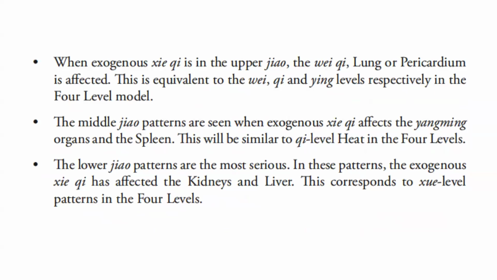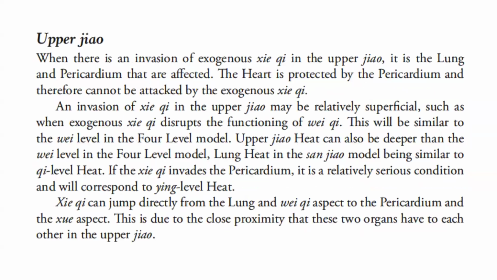The lower jiao patterns are the most serious. In these patterns, the exogenous pathogenic qi has affected the kidneys and the liver. This corresponds to the two blood level patterns in the four levels. When there is an invasion of exogenous pathogenic qi in the upper jiao, it is the lung and pericardium that are affected. The heart is protected by the pericardium and therefore cannot be attacked by exogenous pathogenic qi.